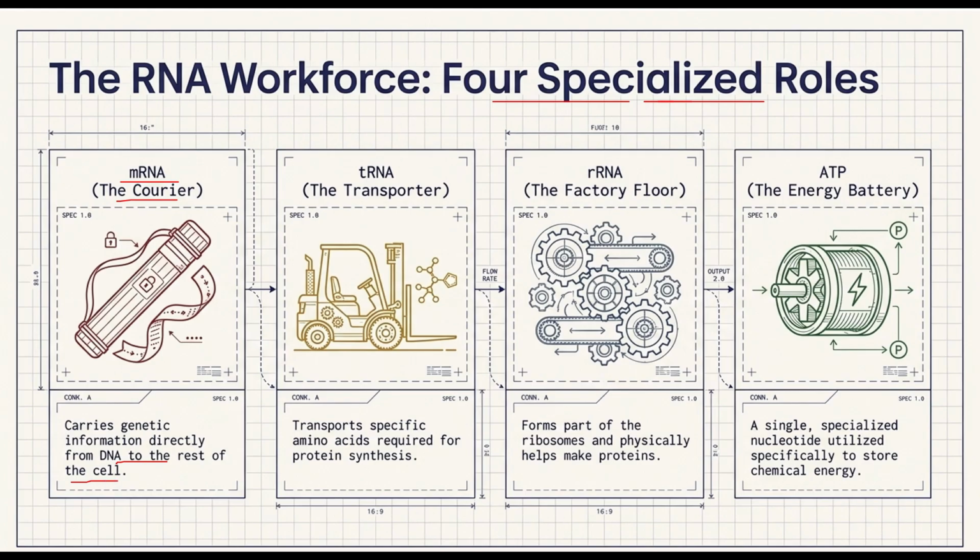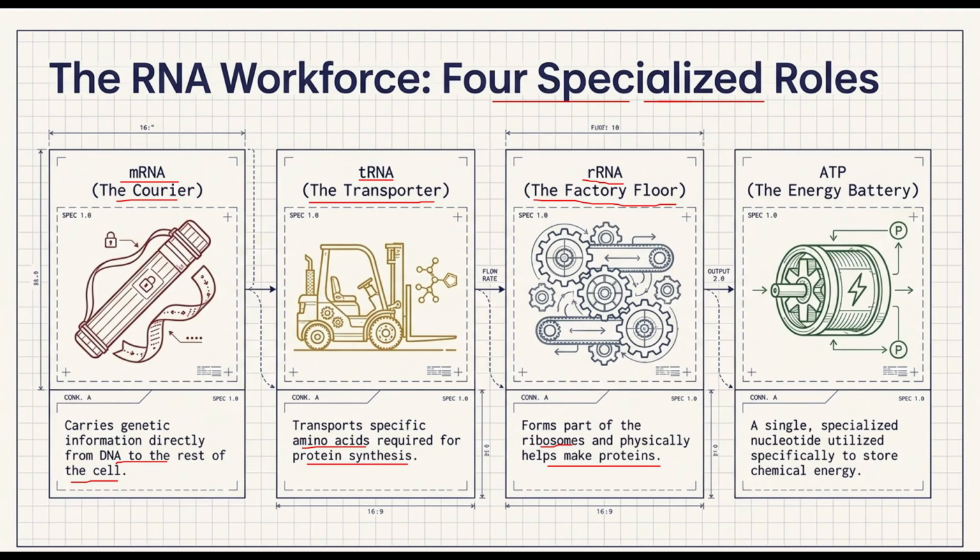Second one is transfer RNA or tRNA. They transport amino acids to the ribosome. So they transport specific amino acids required for protein synthesis. That is why it is called a transporter. Then we have the ribosomal RNA or rRNA. They form part of the ribosome and help catalyze protein synthesis. So that is why they are called the factory floor. It forms part of ribosomes and physically helps in making the proteins.